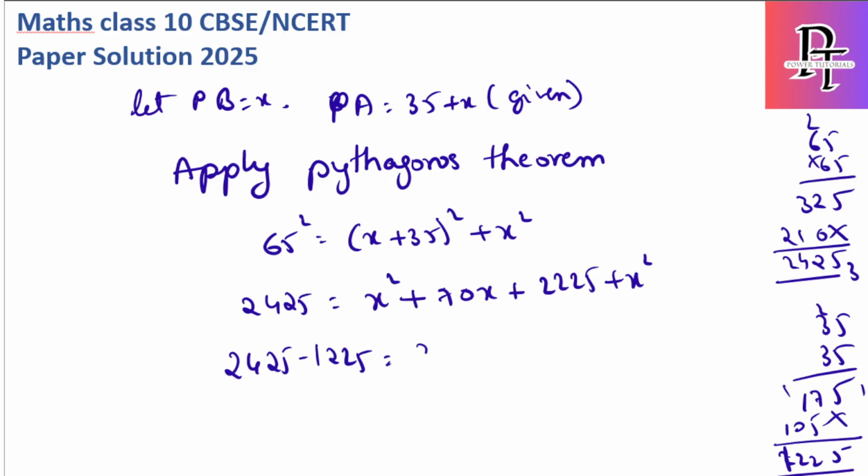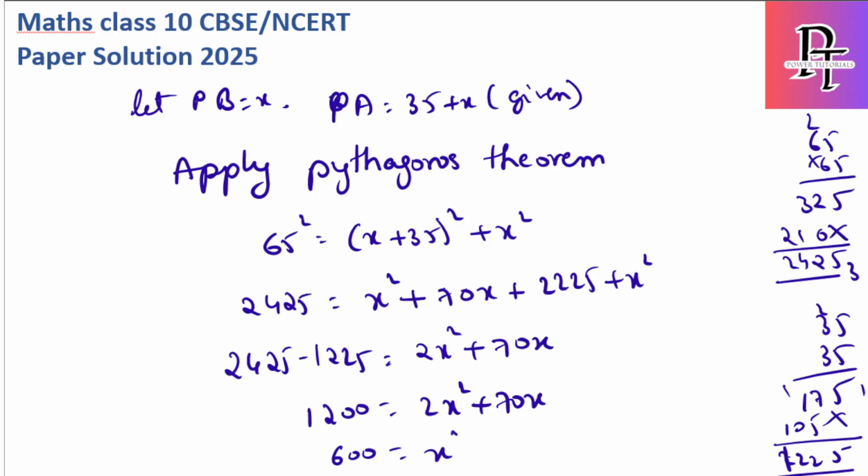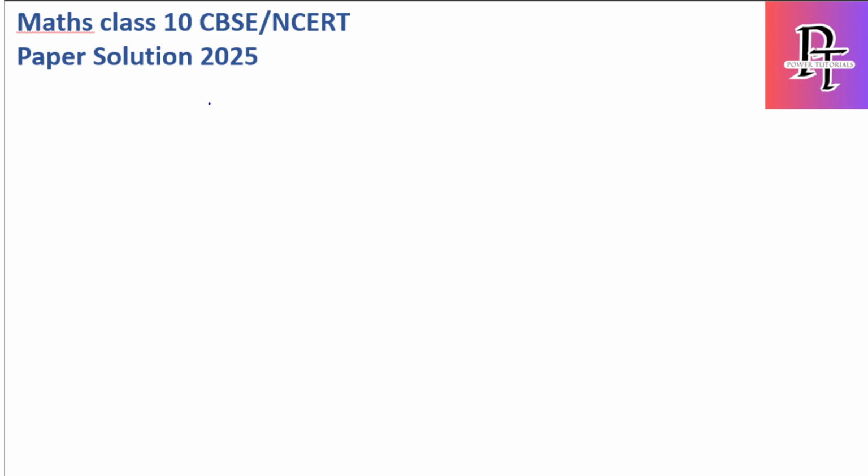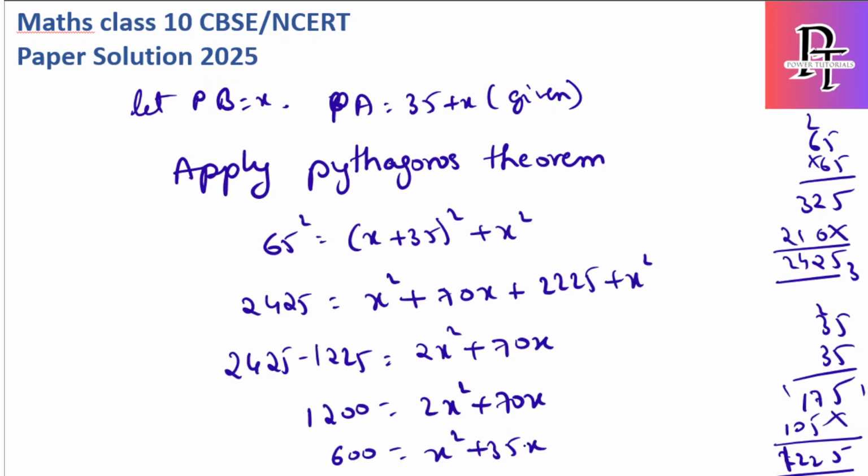x square plus x square is 2x square plus 70x. So this will become 1200 is equal to 2x square plus 70x. If I divide by 2, I'll get 600 is equal to x square plus 35x. Now I have x square plus 35x minus 600 is equal to 0. Why did I take minus 600? Because if I move 600 to the other side, I will get minus 600.